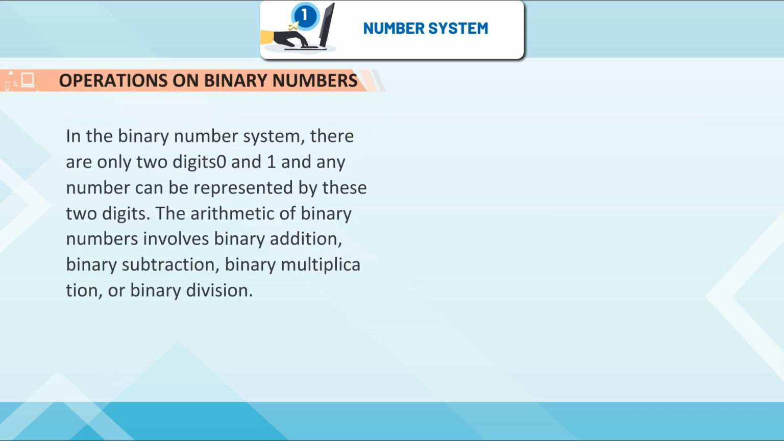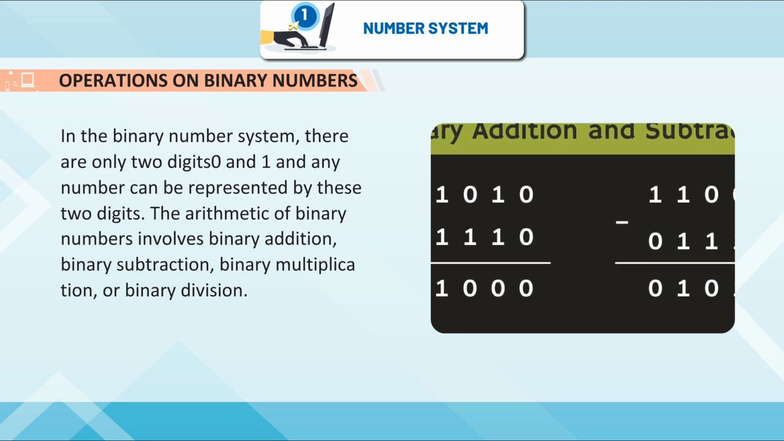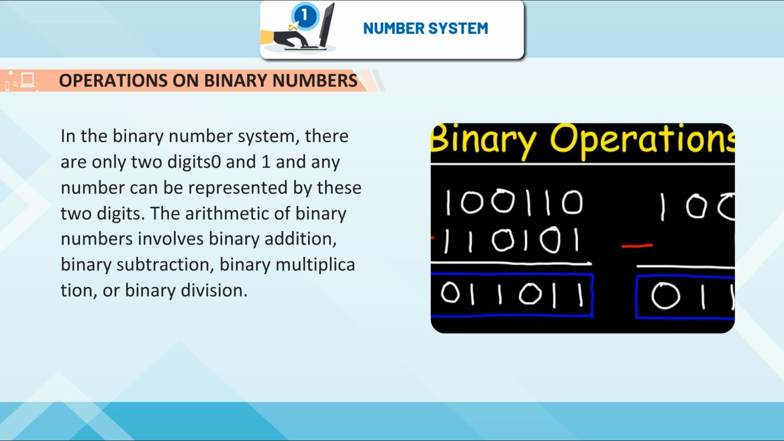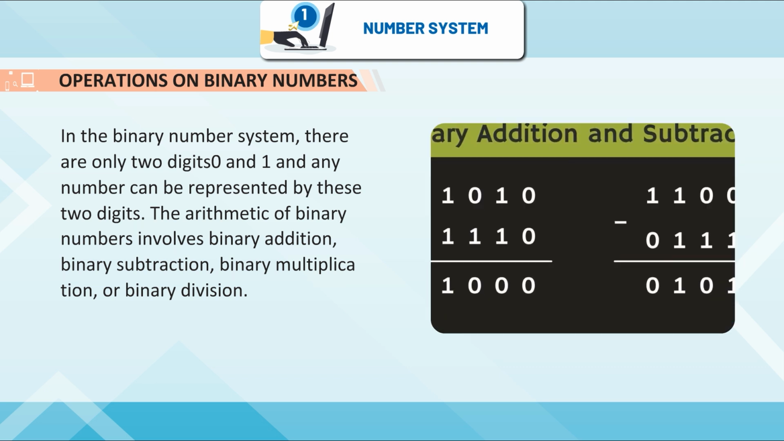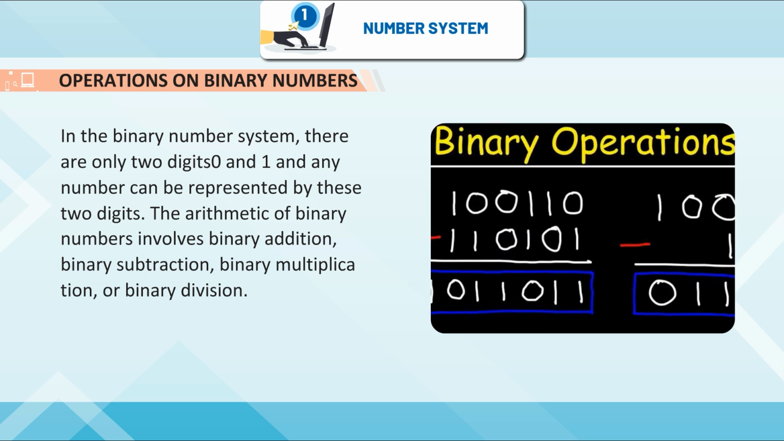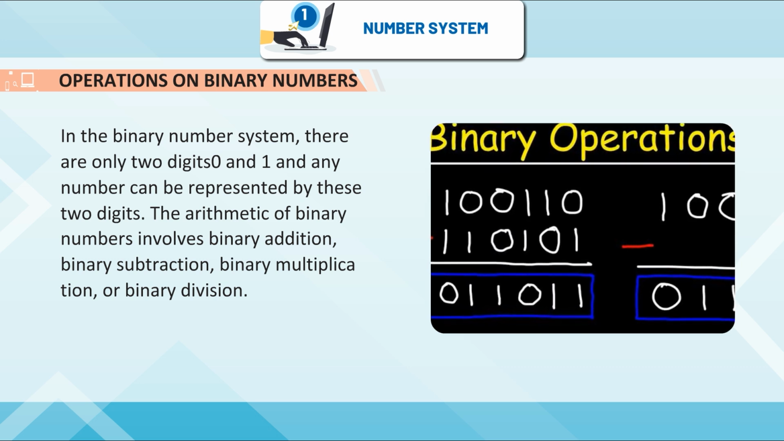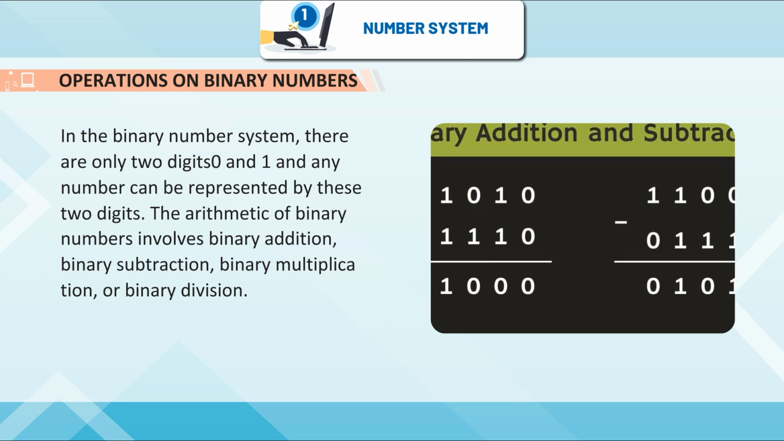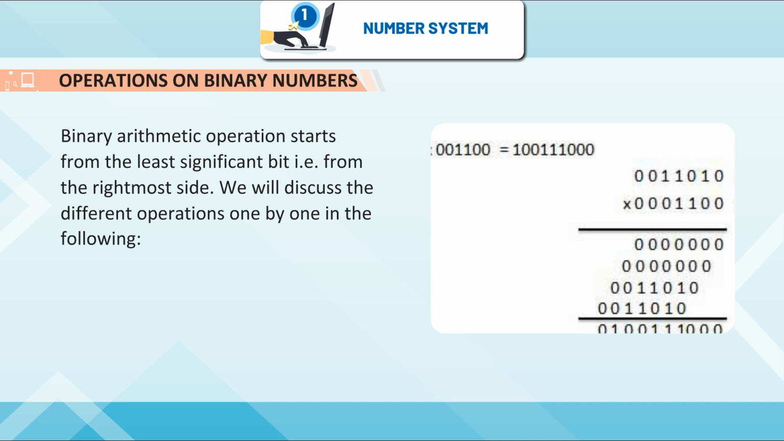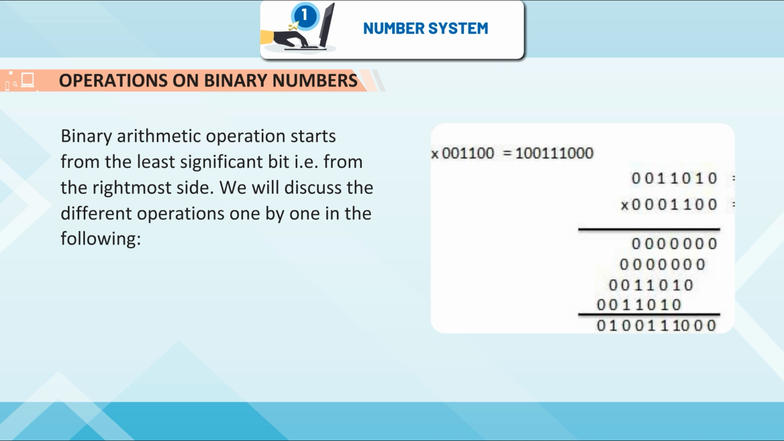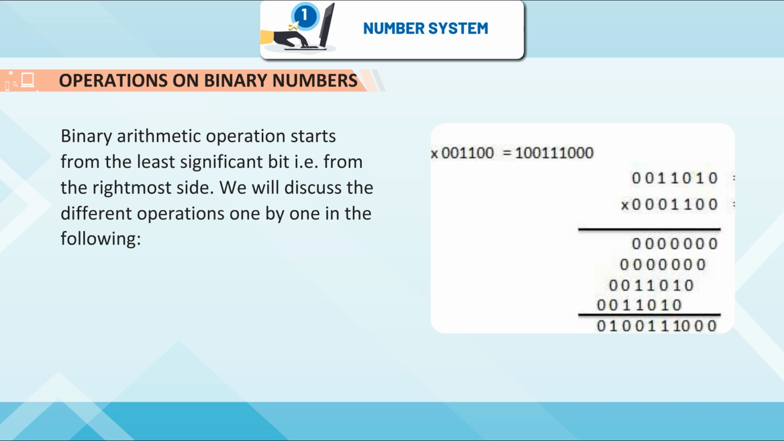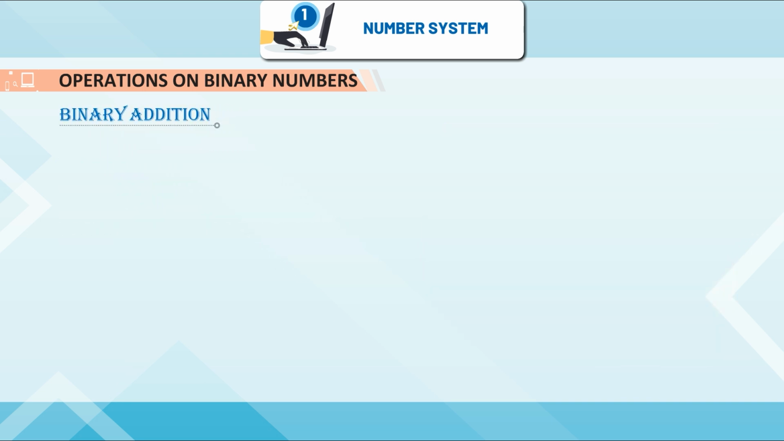Operations on binary numbers. In the binary number system, there are only two digits, 0 and 1, and any number can be represented by these two digits. The arithmetic of binary numbers involves binary addition, binary subtraction, binary multiplication, or binary division. Binary arithmetic operation starts from the least significant bit, that is, from the rightmost side. We will discuss the different operations one by one in the following.